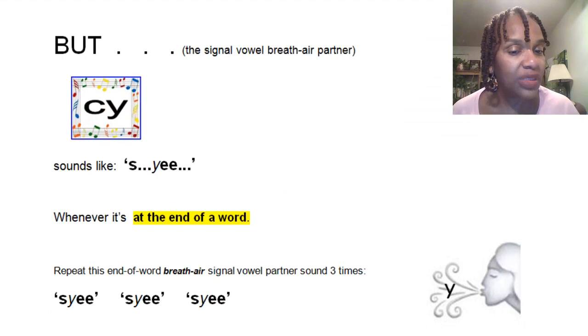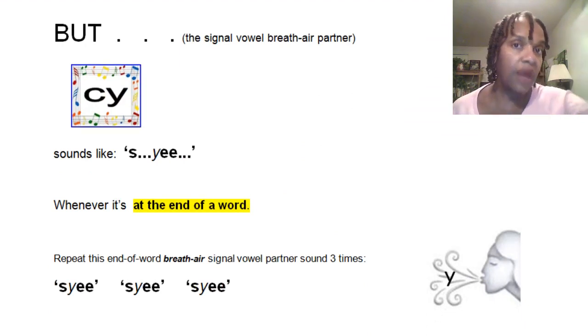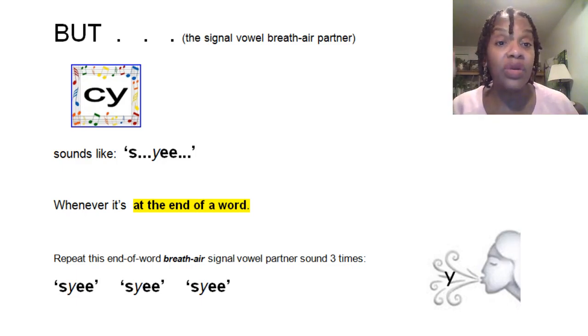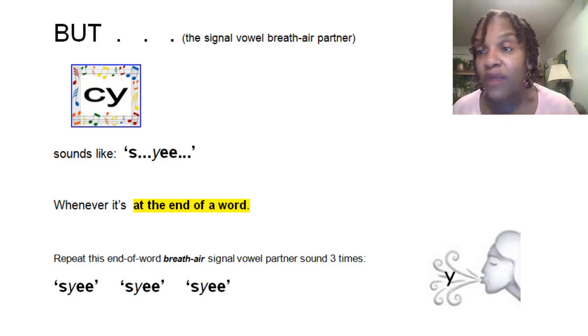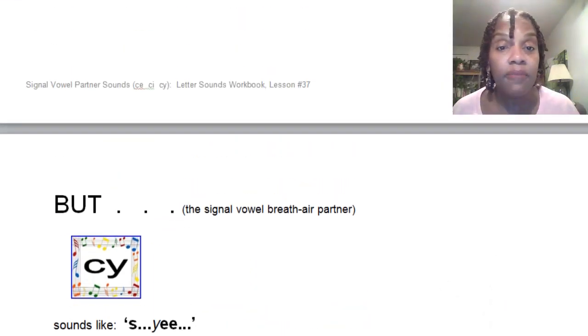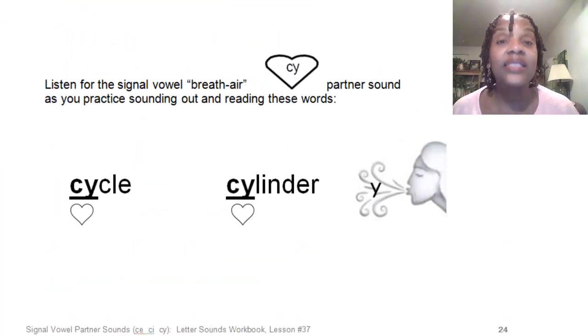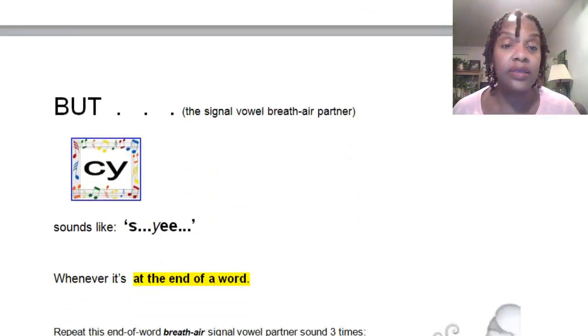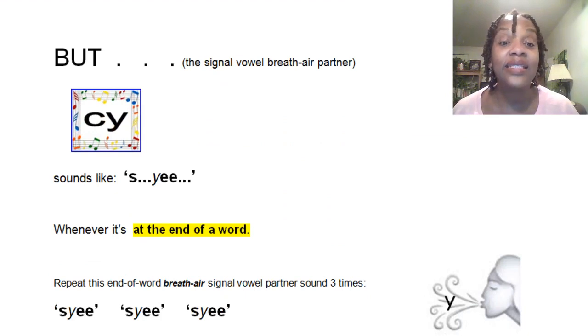But now here's the second problem. We just talked about this a few moments ago. If the signal vowel partner CY is at the end of a word, it's pronounced C. Now that Y is kind of a tricky one, right? Because the letter Y makes that sound C. Remember, let's go back for a second. If it's at the beginning or the middle of a word, it's S, S. But if it's at the end of a word, you're going to add the E to it. So it's going to be C, C, C.